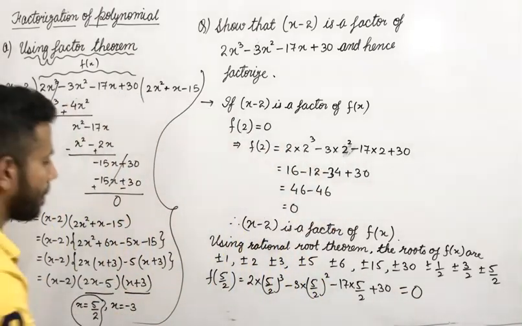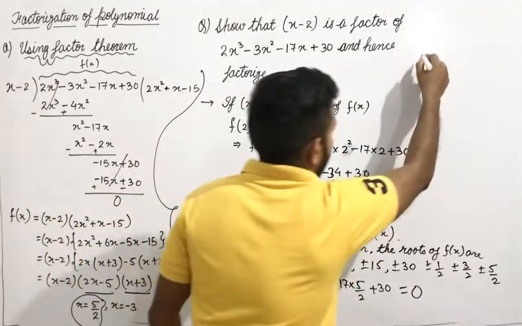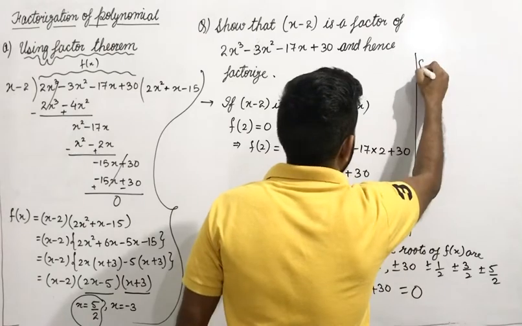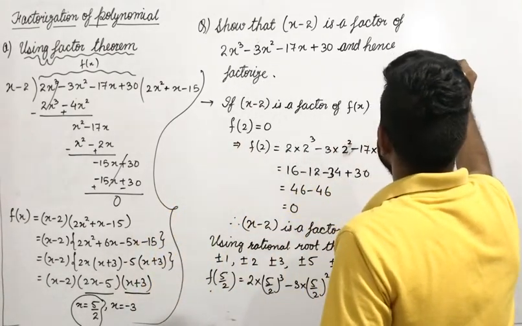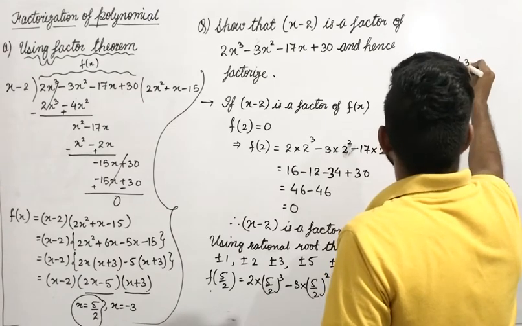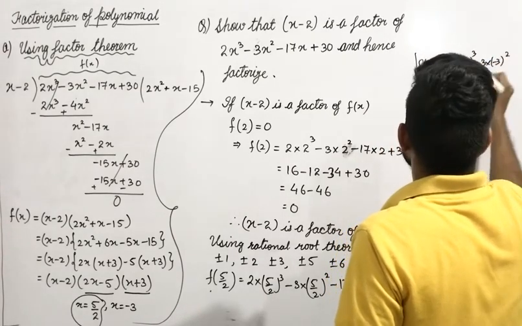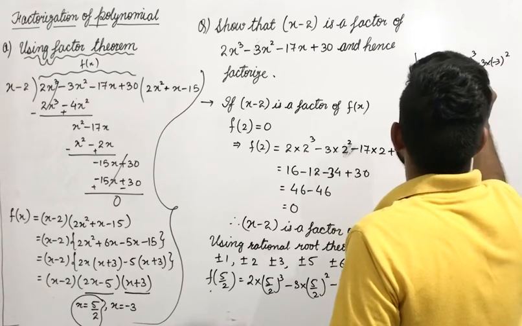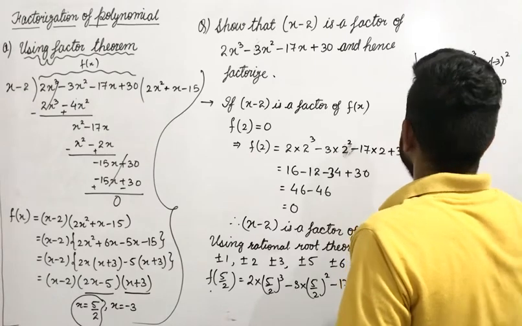Again you need to write f minus 3. You will write 2 into minus 3 to the power 3, minus 3 into minus 3 to the power 2, minus 17 into minus 3 plus 30. This will also be 0.